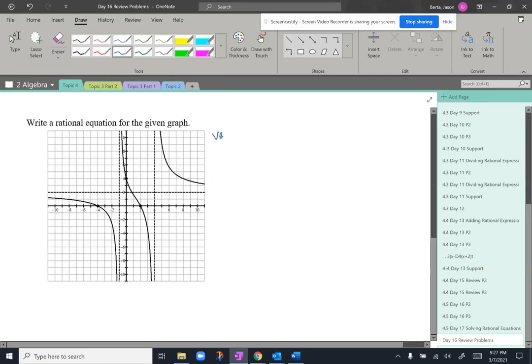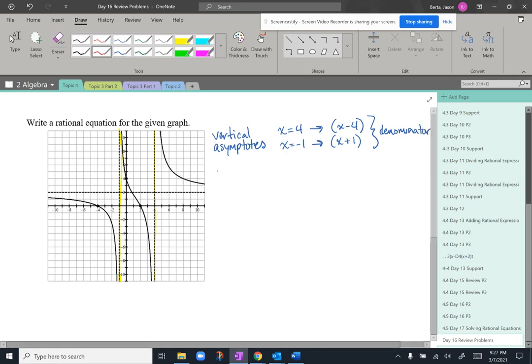The first key feature I look for are the vertical asymptotes. And here there's two vertical asymptotes shown in the graph. The first one is at x equals 4, and that will correspond to a factor of x minus 4 in the denominator. The second vertical asymptote is at x equals -1, and that will correspond to a factor of x plus 1. And remember, those factors will be put in the denominator.